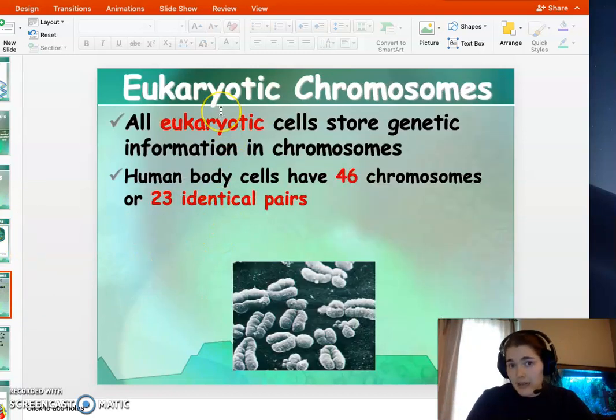Now, eukaryotic chromosomes, like your chromosomes, your dog's chromosomes, a plant's chromosomes, store genetic information. And like I said, humans have 46 chromosomes or 23 identical pairs. So you have 2 of each. So you have a chromosome 1, and 2 of those. Chromosome 2, 2 of those. And we'll do more about that later. But you have 46 total.